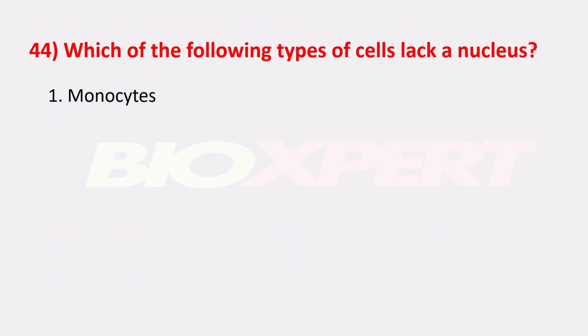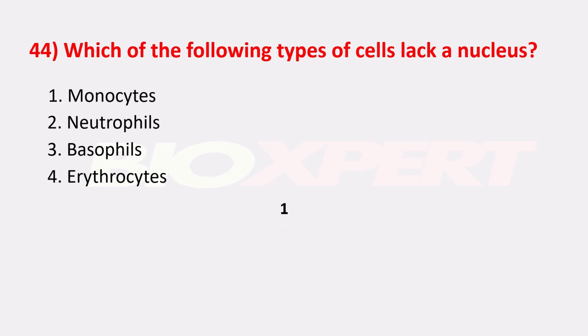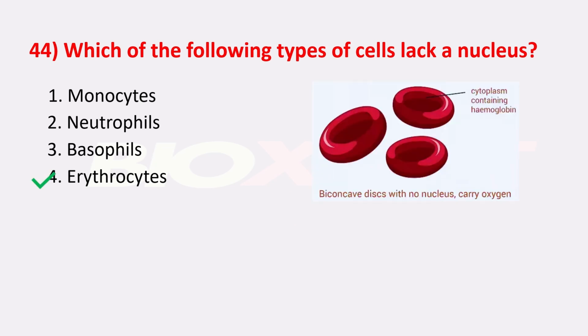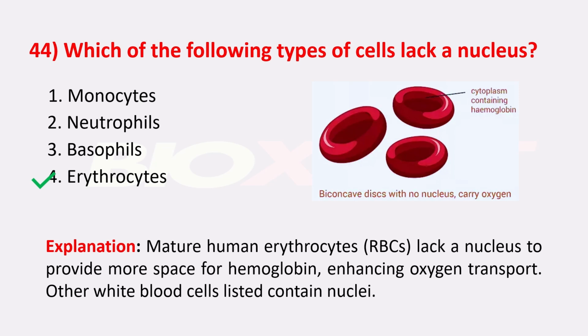Which of the following types of cells lack a nucleus? Erythrocytes. Mature human erythrocytes lack a nucleus to provide more space for hemoglobin, enhancing oxygen transport. Other white blood cells listed contain nuclei.